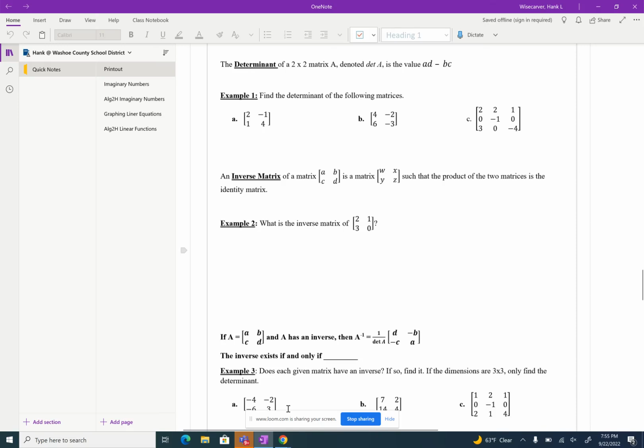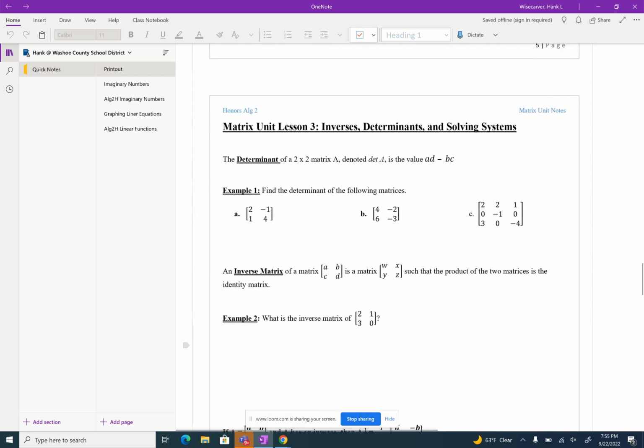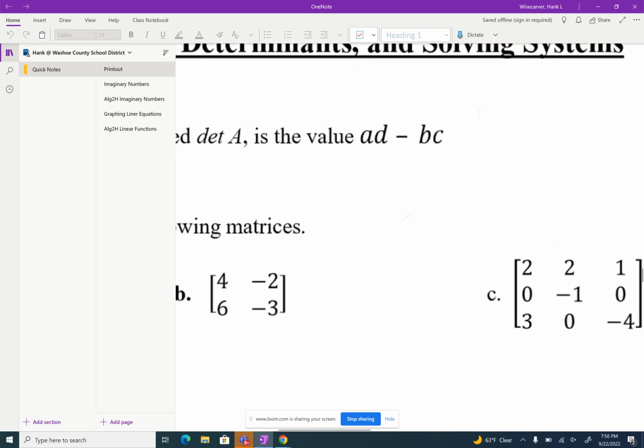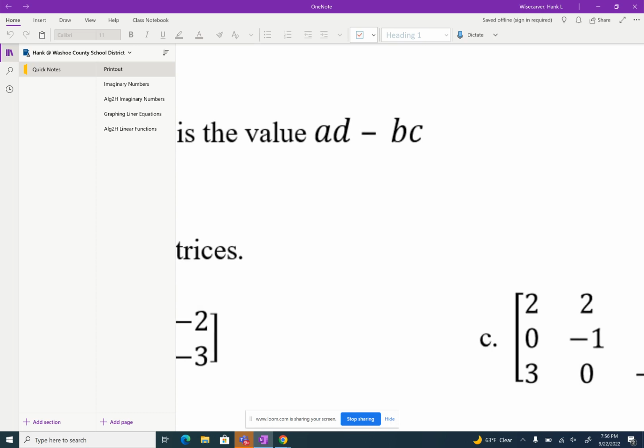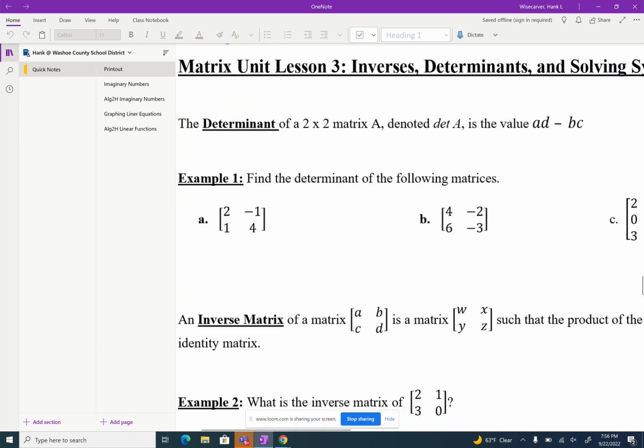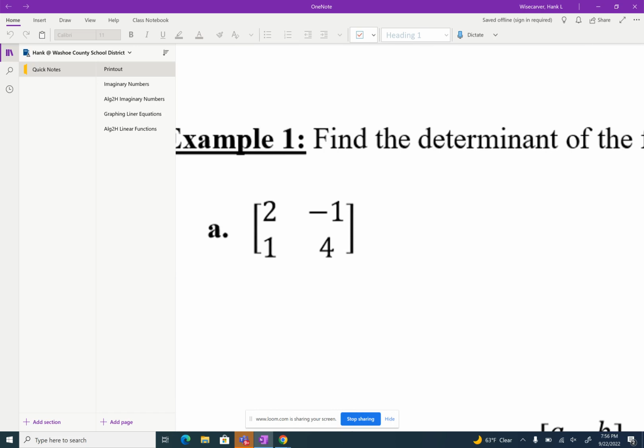All right, guys, we're doing the Matrix 3 lesson. So we're mainly going to talk about determinants and inverses. So the determinant, in order to find it, is AD minus BC. So we just got to know what AD BC is. This is your A spot, this is your B spot, this is your C spot, and your D spot right here.